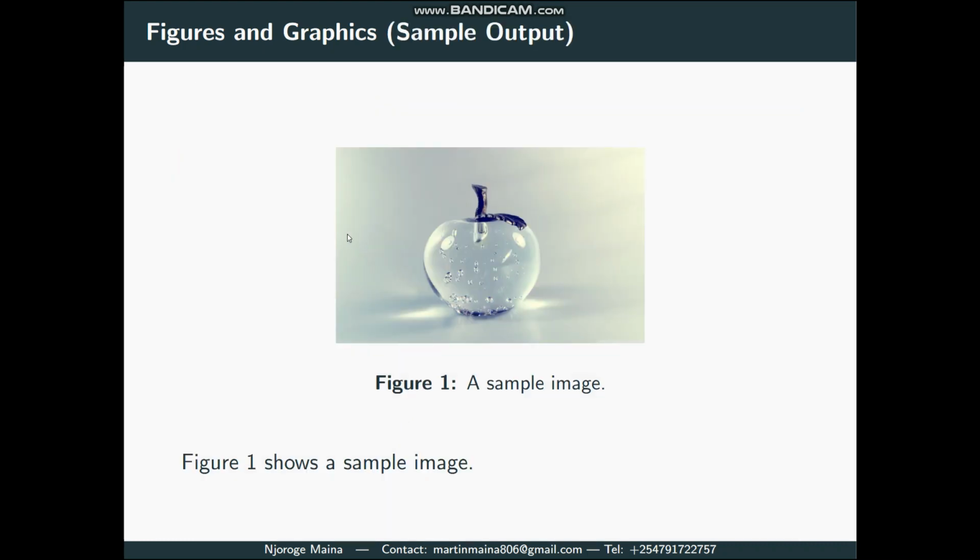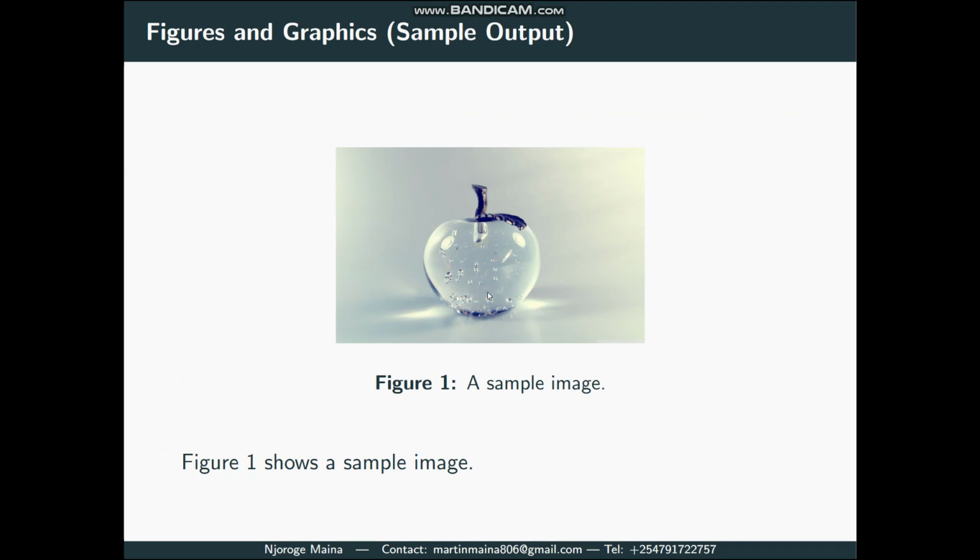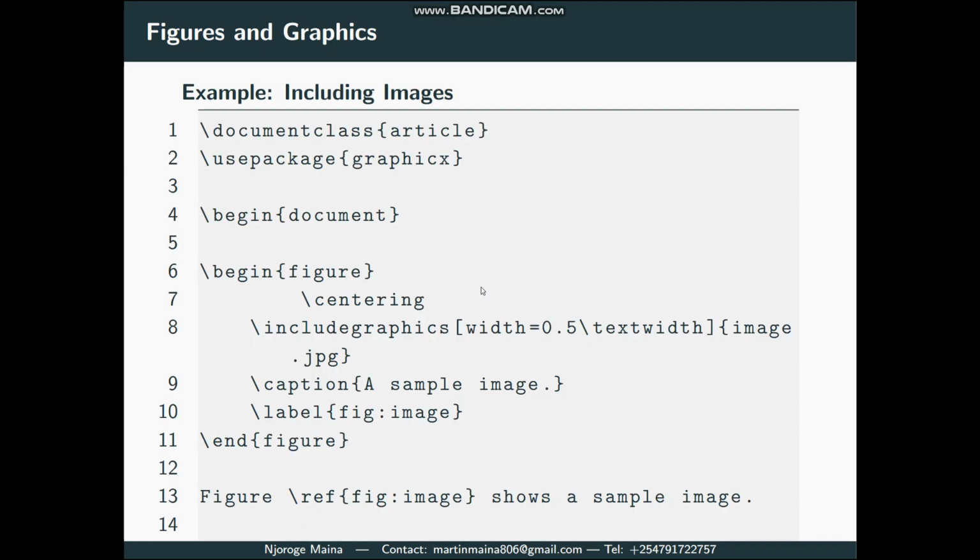So the output of this image, as you can see, this is the caption of the image, and you can see it is centered. So that's how we can include an image. And something else, you can even scale it. For this one, we have specified the width of the image to be half the text width. Sometimes you can have an image which is too big, and if you use its original scale, it won't fit. So you can specify the height or the width of the image, or even the scale.